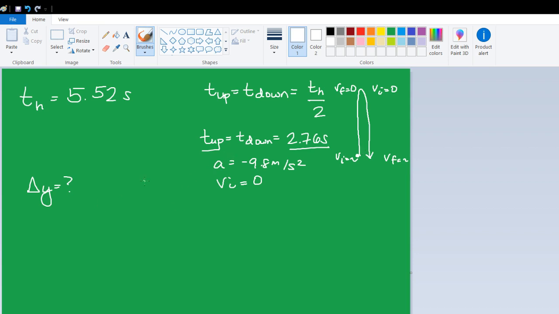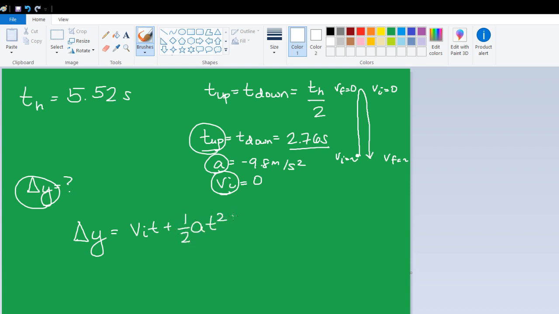Okay, so we are given t, we are given a, we are given Vi, and we're looking for delta y. This will then lead us to use the equation delta y is equal to Vi t plus 1/2 a t squared. Okay, so we're analyzing the going down motion because think about it. If we were to use Vf, or if we were to use the going up motion, then there's no equation that actually gets exactly as good as this because Vf is not Vi. So if we analyze the going down, at least we have Vi.